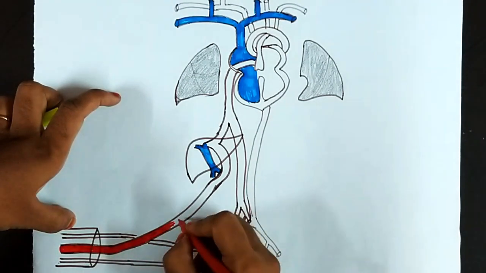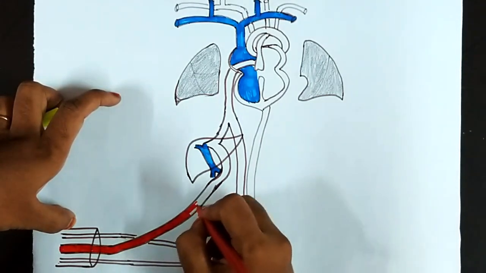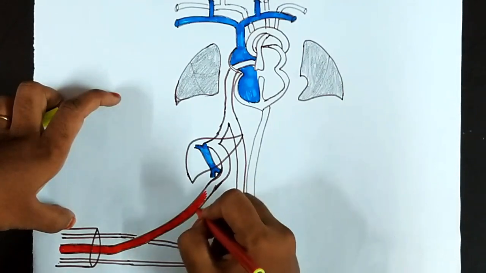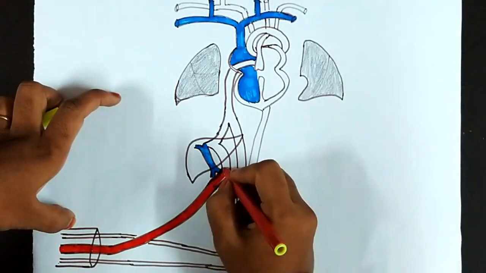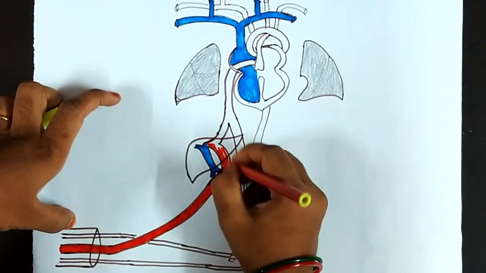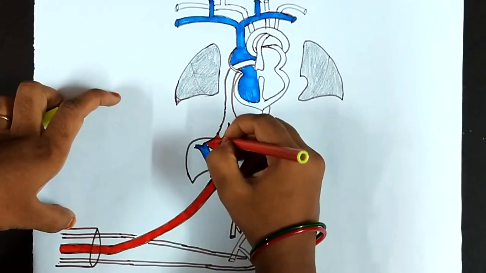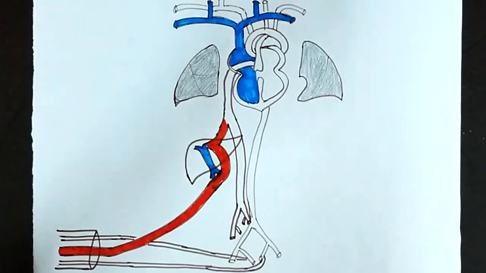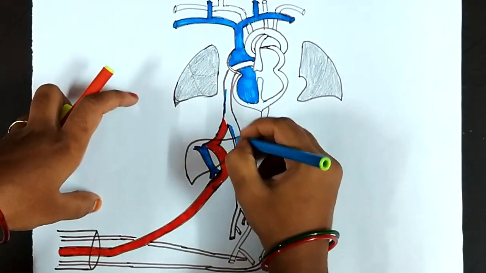So this pulmonary trunk, its left end, is attached to the arch of aorta. So from here, through the pulmonary trunk, the deoxygenated blood will enter into the arch of aorta. After giving the branches from the arch of aorta, at that point, this pulmonary trunk has a ductus arteriosus. That part is known as the ductus arteriosus.